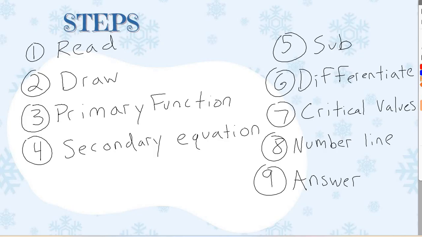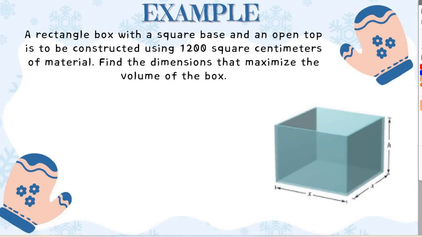Alright. Ready to look at an example? This one's on the bottom of your page, so you can also fill it out down there if you want. It says a rectangular box with a square base and an open top is to be constructed using 1,200 square centimeters of material. Find the dimensions that maximize the volume of the box.